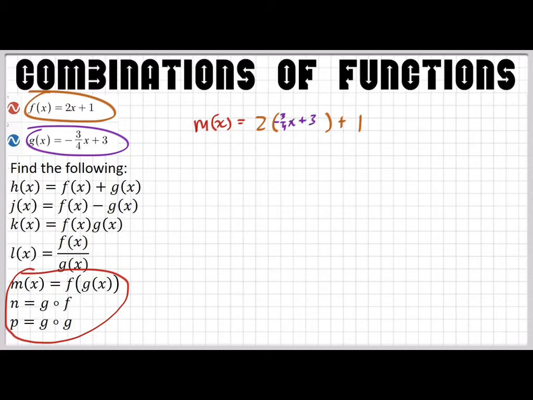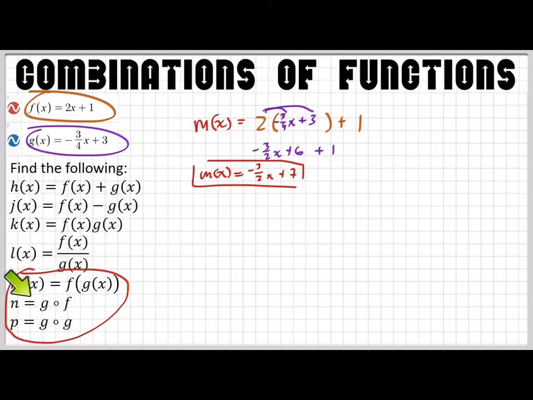All right, that's it. Now you have to simplify. So I plug the G into the F. Now it's simplify time. So I go this guy times this guy. That's going to be -3 over 2x plus 6. Then I have that plus 1 chilling out there. That's going to add to the 6 to get my final answer. What is M? M is -3 over 2x plus 7. This is G plugged into F.